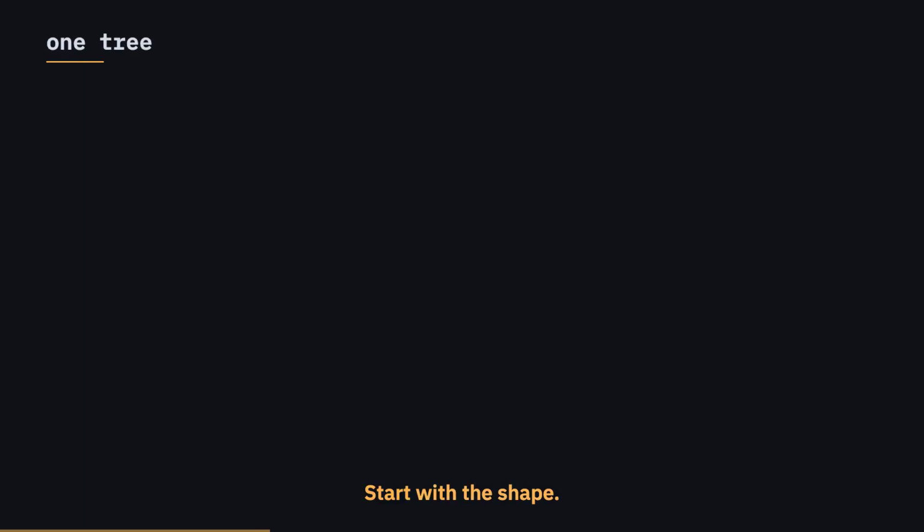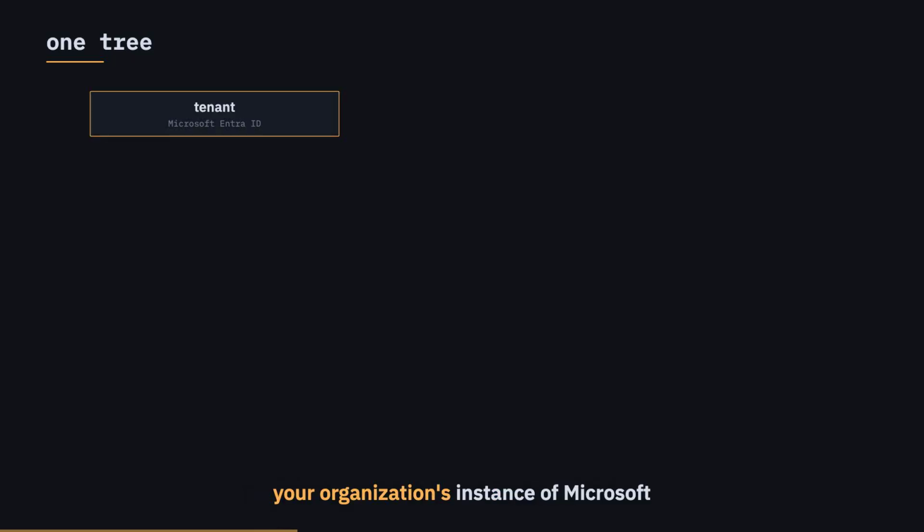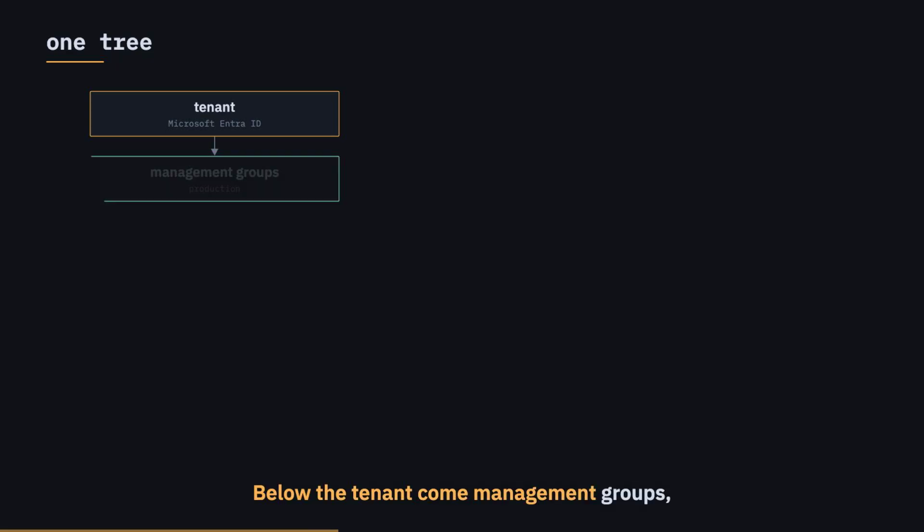Start with the shape. Everything in Azure lives on one tree, and the exam assumes you can walk it in your sleep. At the top sits the tenant, your organization's instance of Microsoft Entra ID. The tenant is where identities live, users, groups, applications. It is not where resources live. Below the tenant come management groups, which are folders for organizing subscriptions. You might have one for production, one for development, one per department.